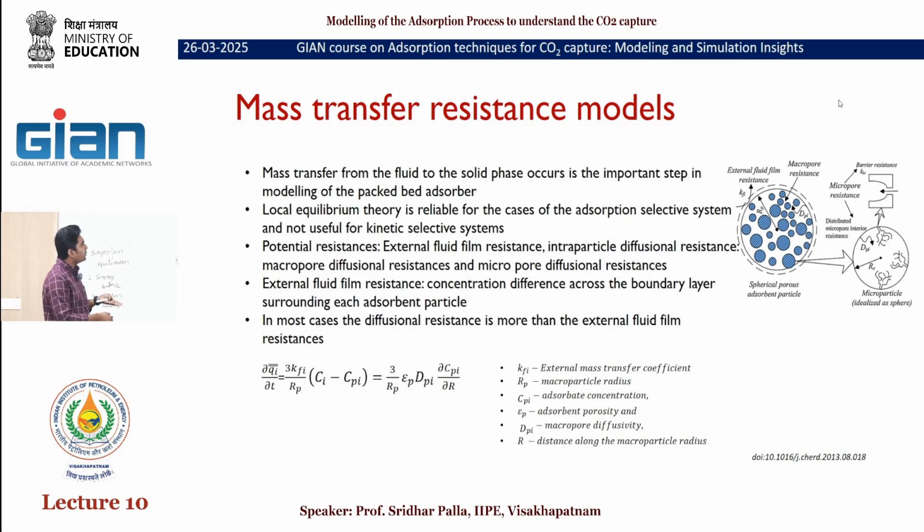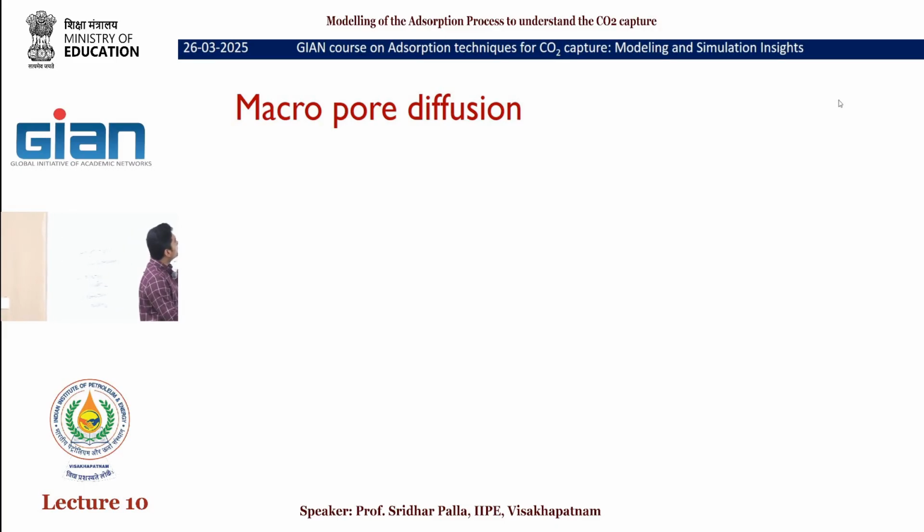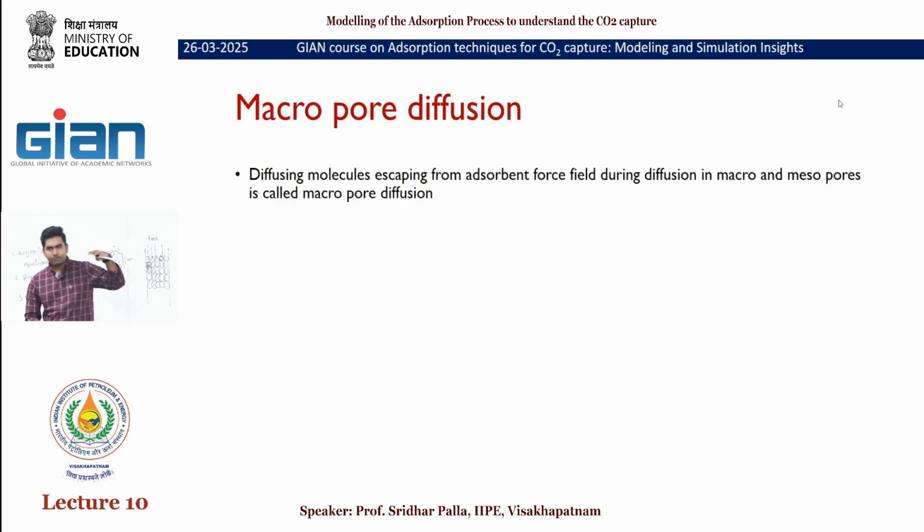Here you can see how ∂qi/∂t can be calculated from Ci, the concentration in the bulk phase, and Cpi, the concentration of this gas on the adsorbent surface. So there is this term for diffusional resistance, 3/(ρRp) εp ∂Cpi/∂r, this is a concentration gradient from the surface of this particle to the center. This also tells us the information of ∂qi/∂t. Now we will start with macropore first, then I will show what the micropore resistance is.